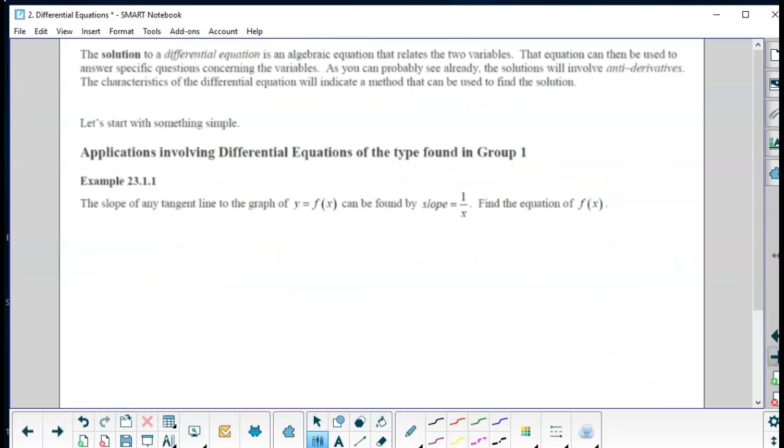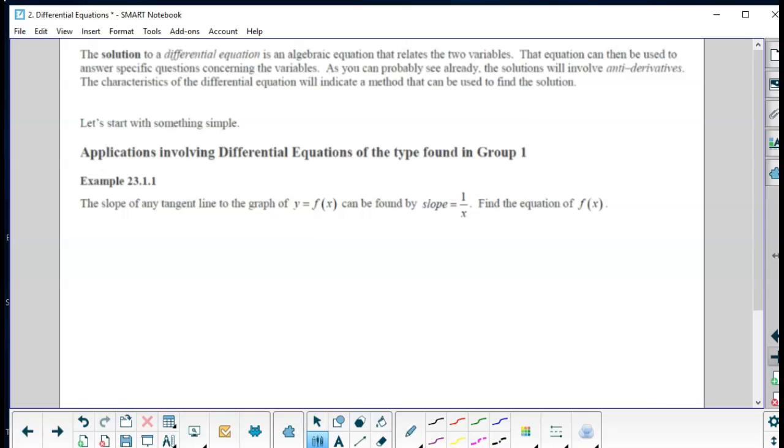All right. So the solution to a differential equation is an algebraic equation that relates the two variables. The relation can then be used to answer specific questions concerning the variables. As you can probably see already, the solutions will involve antiderivatives, or integrals we'll use. The characteristics of the differential equation will indicate a method that can be used to find the solution. So we're going to start with those in group 1, where the derivative is expressed in terms of the independent variable.